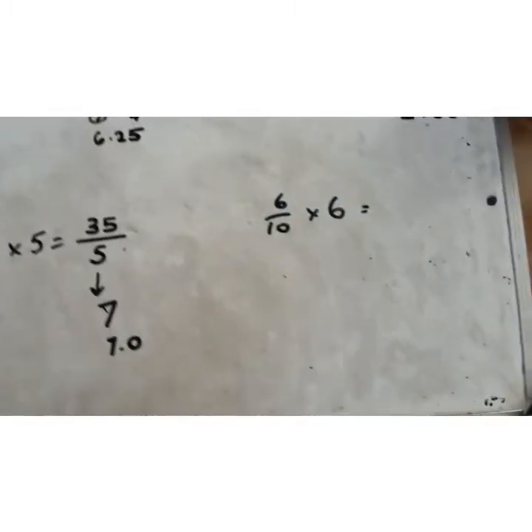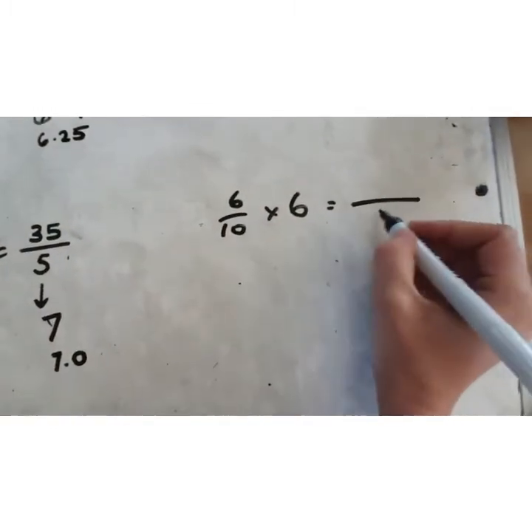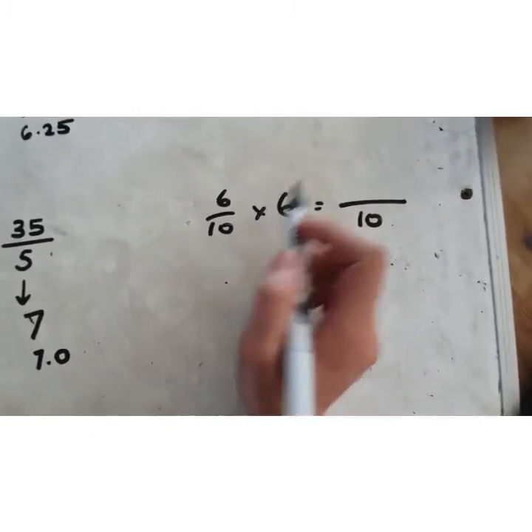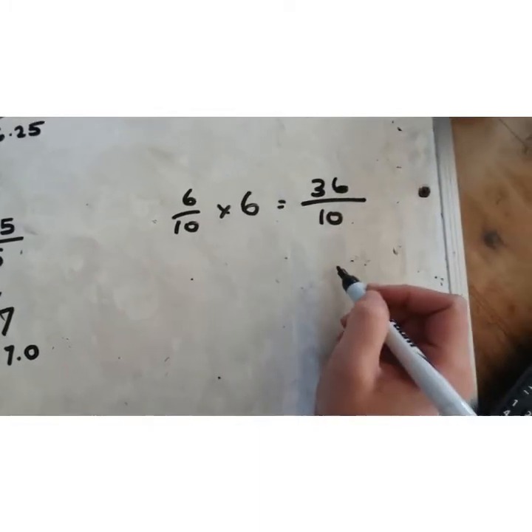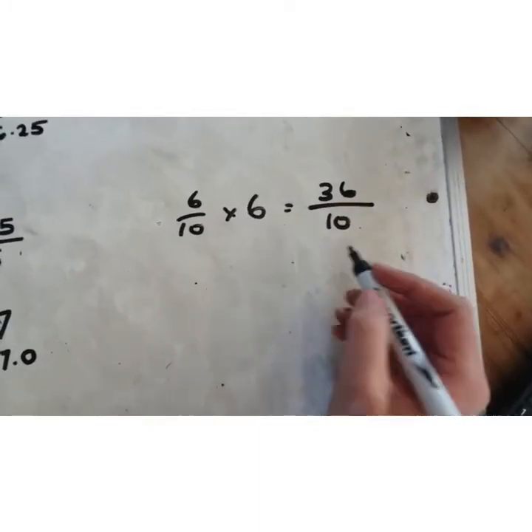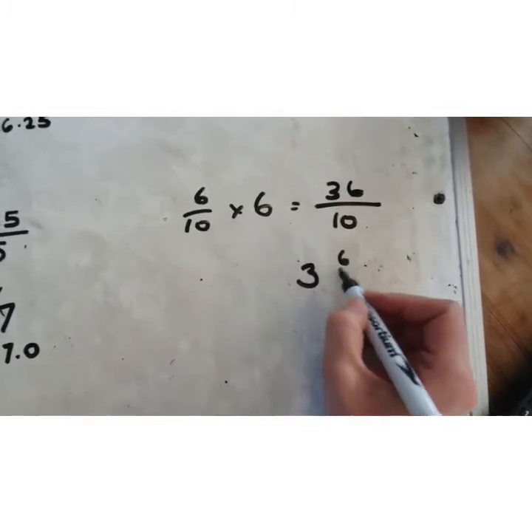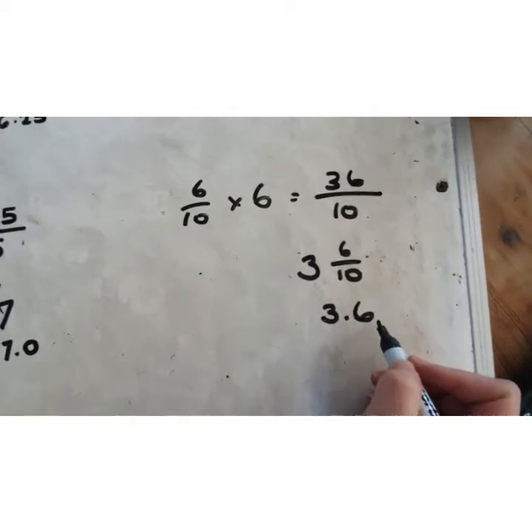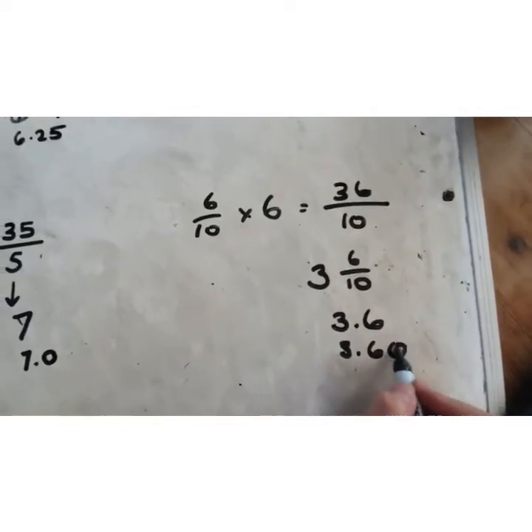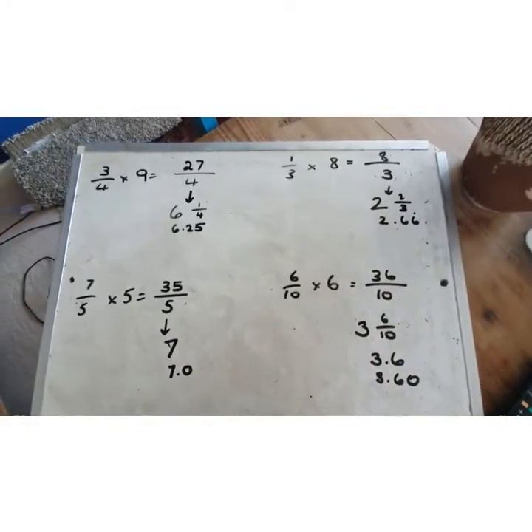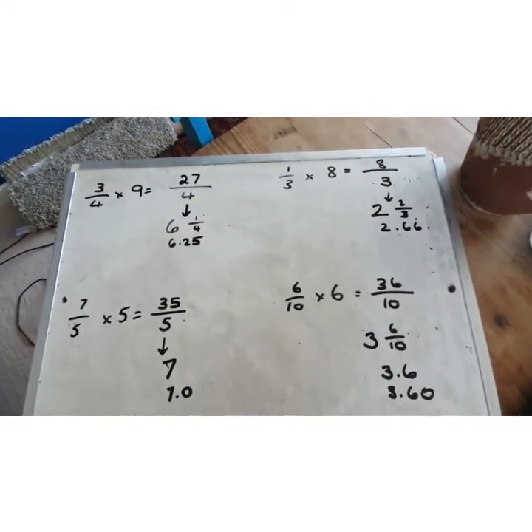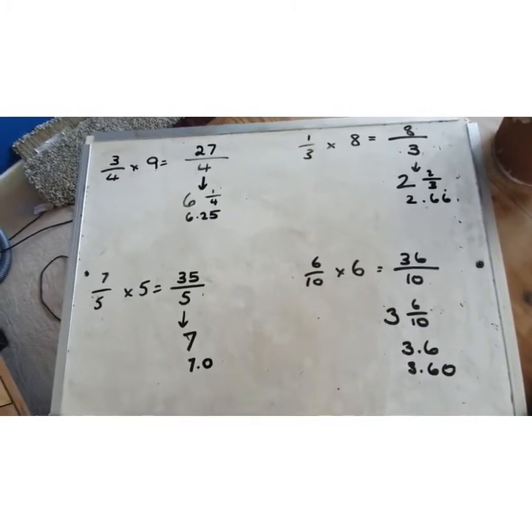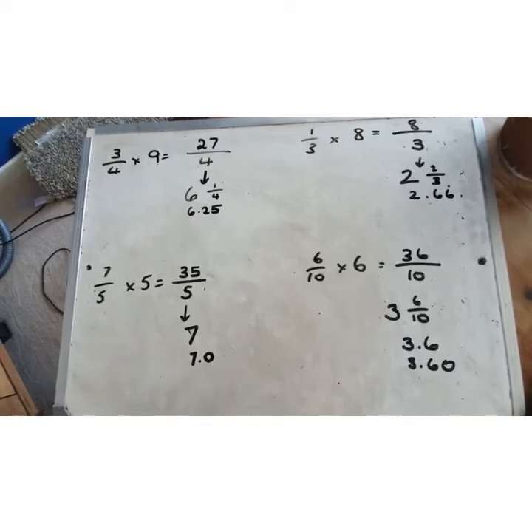Okay, and the last question is 6/10 times 6. Denominator stays the same. We are multiplying our numerator by our integer, which is 36. That, as a mixed number, is 3 whole and 6/10, which is 3.6 or 3.60. How did you get on? 1, 2, 3, or 4 out of 4? Hopefully you were able to have a go at those. So that was our warm-up. We're now going to move on to our next task.